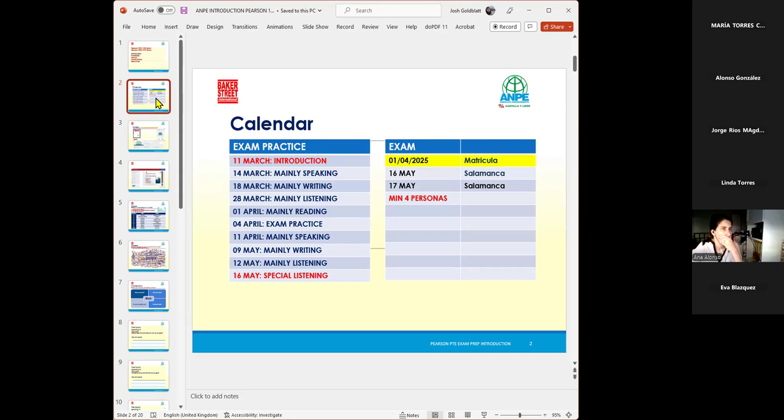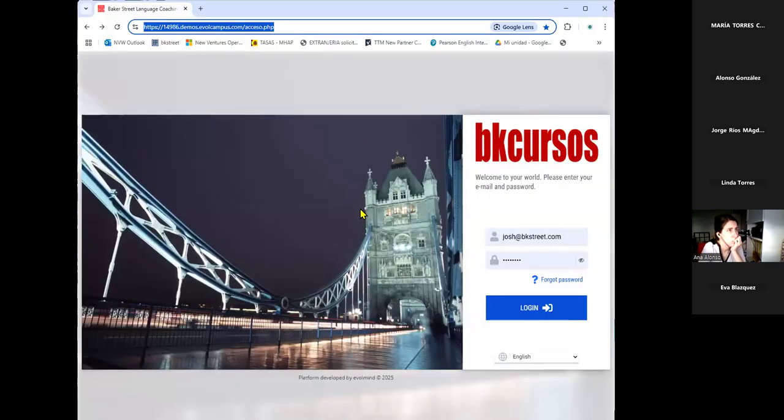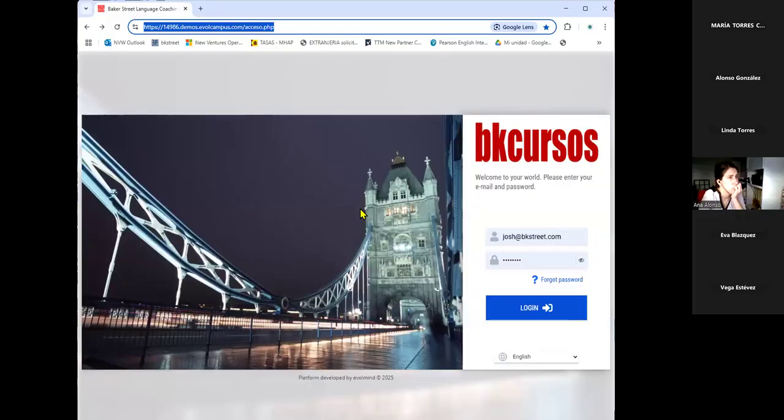Okay, so that's our calendar. This calendar is also on the website, on the platform. So one of the things we're going to do now is, here is your platform. Here is what it looks like. And we're going to have a look at this now. So can you see this, please?